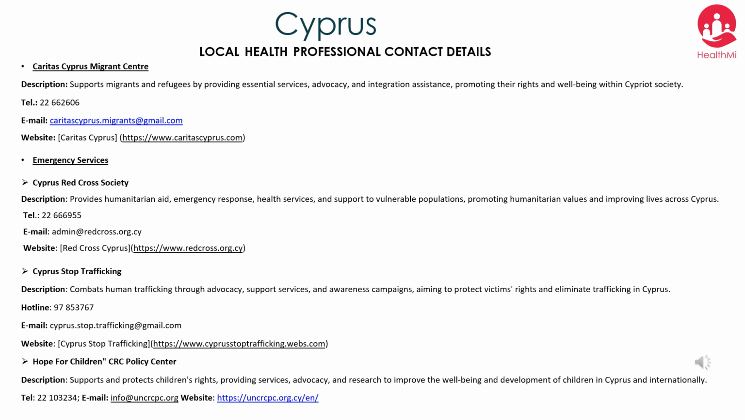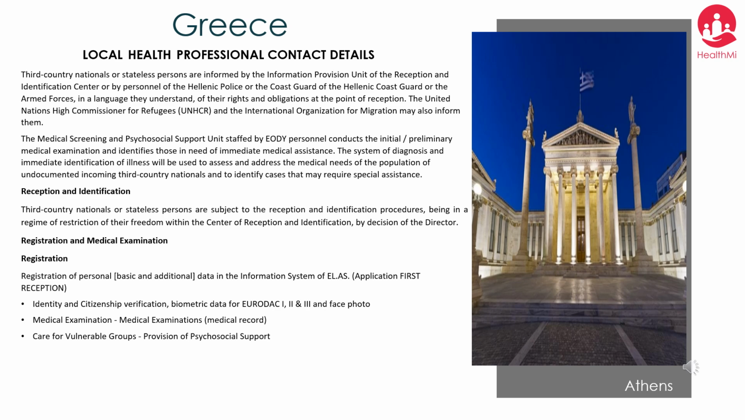Hope for Children CRC Policy Center. Description: supports and protects children's rights, providing services, advocacy, and research to improve the well-being and development of children in Cyprus and internationally. Telephone 22 103234. Email info@uncrcpc.org. Website https://uncrcpc.org.cy. Greece. Local health. Professional contact details.